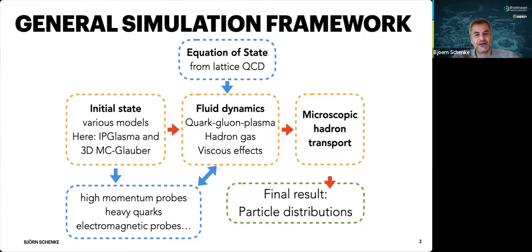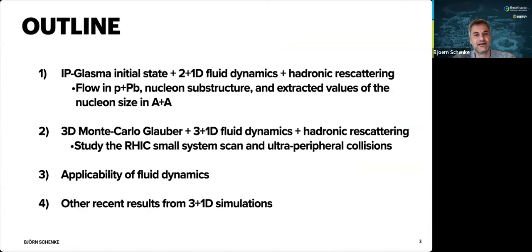Here I'm going to have two main examples. The first is simulations using the IP Glasma initial state, which are 2+1D simulations with this initial state followed by hydrodynamics in 2+1D. Then we're going to use a 3D extension to the Monte Carlo Glauber model, which I will explain, which will then be fed into a 3+1D hydro simulation. This is something I summarize in this slide.